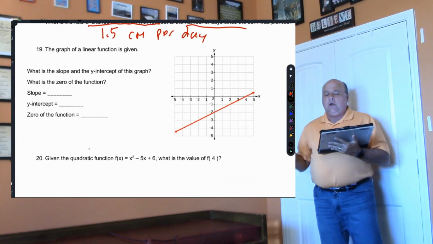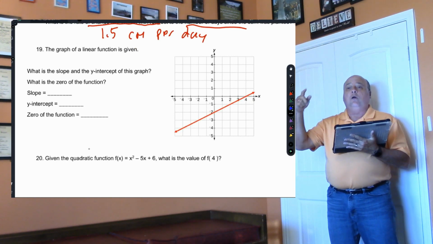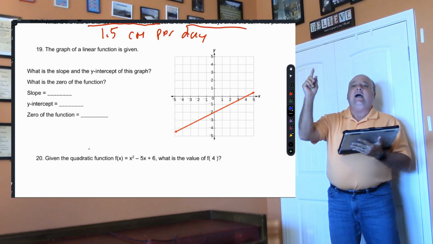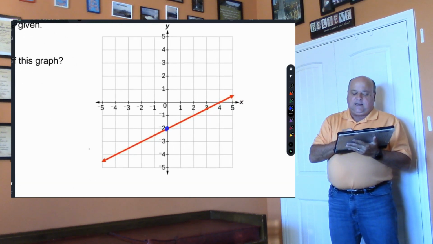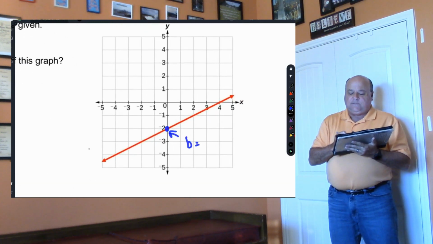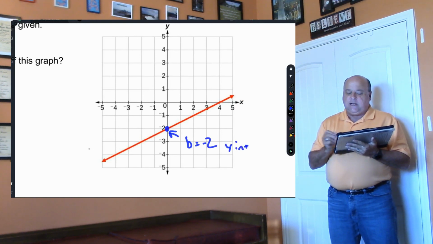Number 19, we are almost done. On number 19, we want the slope and the y-intercept of the graph. You've got to be able to get the grid points here. So I'm going to zoom in on this. This line goes through -2. That's my y-intercept. So I know my y-intercept's -2.